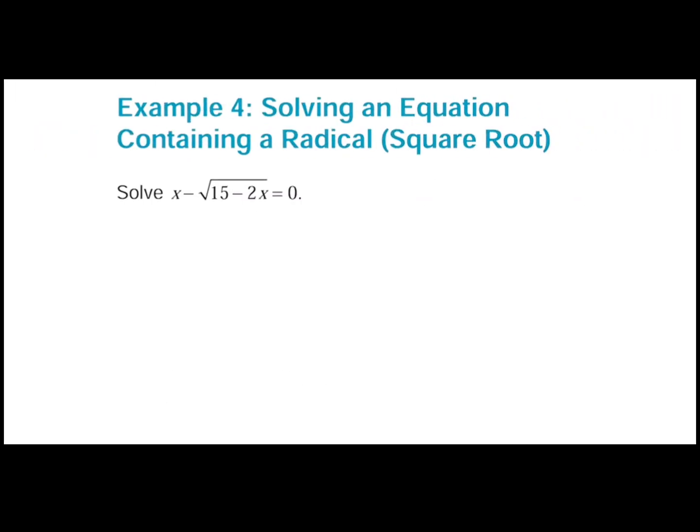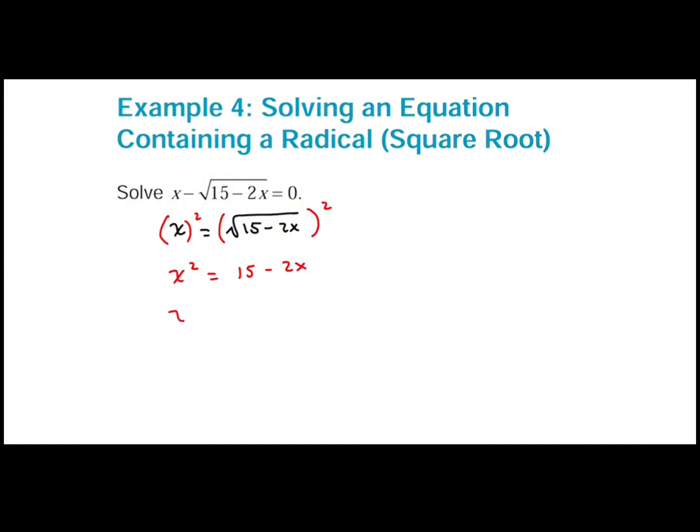So let's look at this problem. First, you need to isolate the radical. We got x minus the square root of 15 minus 2x, so we're going to have x is equal to the square root of 15 minus 2x. The first thing we want to do, and I'm going to use red, is square both sides, because I'm dealing with a square root. So this will be x squared is equal to 15 minus 2x, because we squared the square root, which eliminates the square root. That's the whole point of doing this.